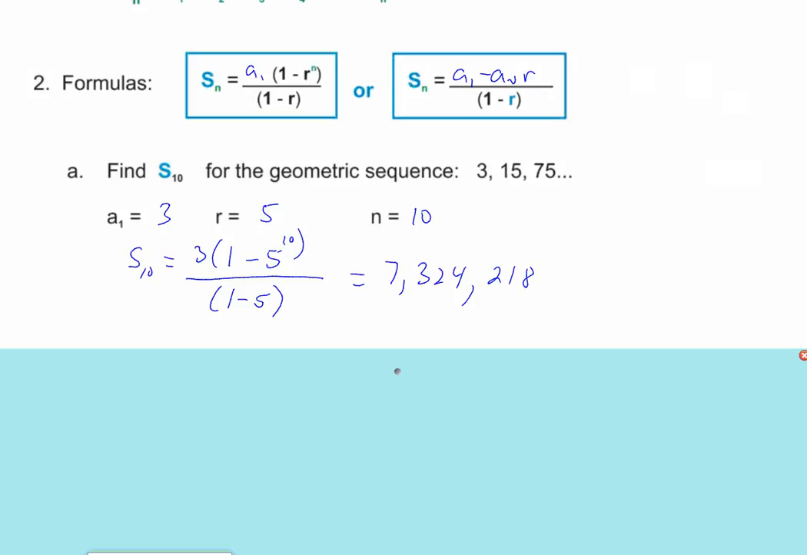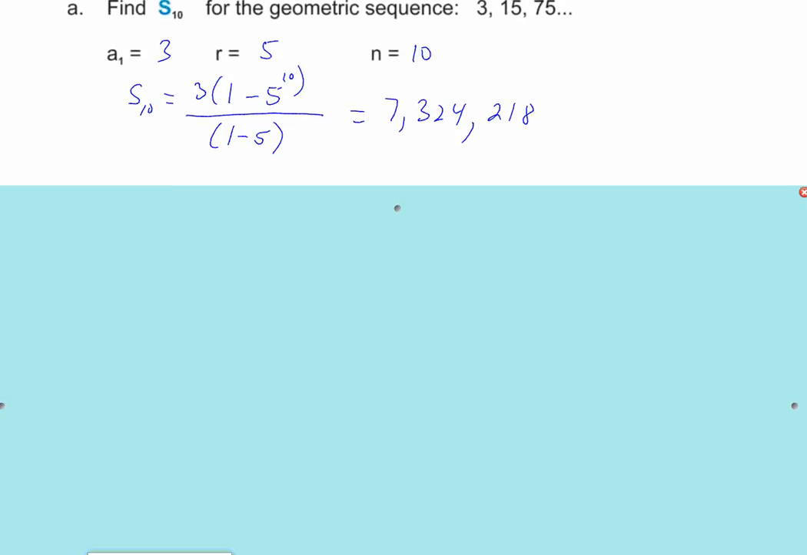So we need a sub 1, we need the first term, we need r, and n they're going to tell you because they're telling you to sum the first 10 terms. Okay, any questions on that? So that's kind of the idea, and that's what you're going to need to reproduce each time.